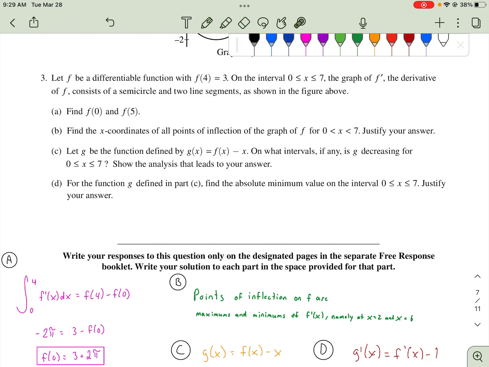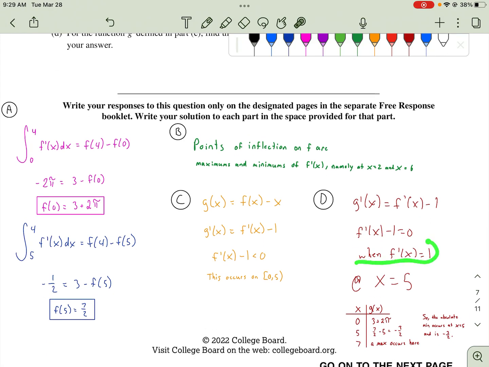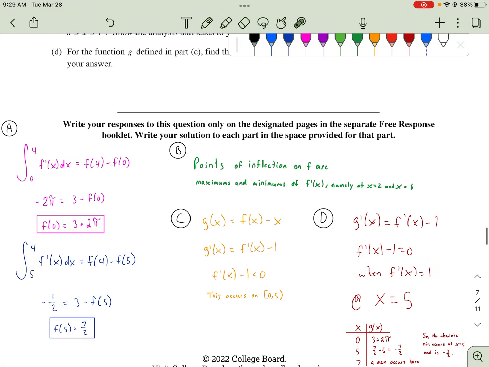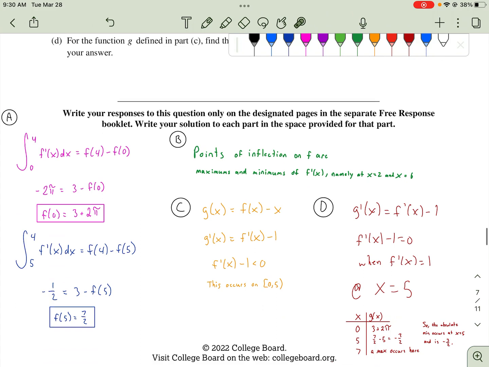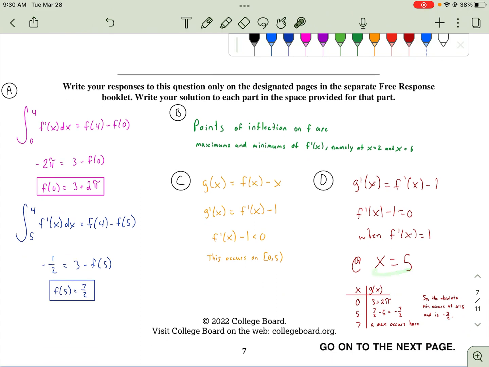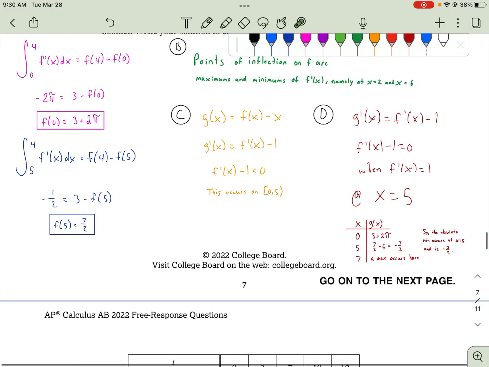Part D, find the absolute minimum value for the function g. Well, if you're finding a minimum, again, you want to look at the derivative, and you want to know where that equals 0 for a critical point. And that is when f prime of x equals 1, and f prime of x equals 1 at x equals 5. So x equals 5 is a critical point. And then I also looked at the endpoints, 0 and 7, and I evaluated g at all these values, and then compared.